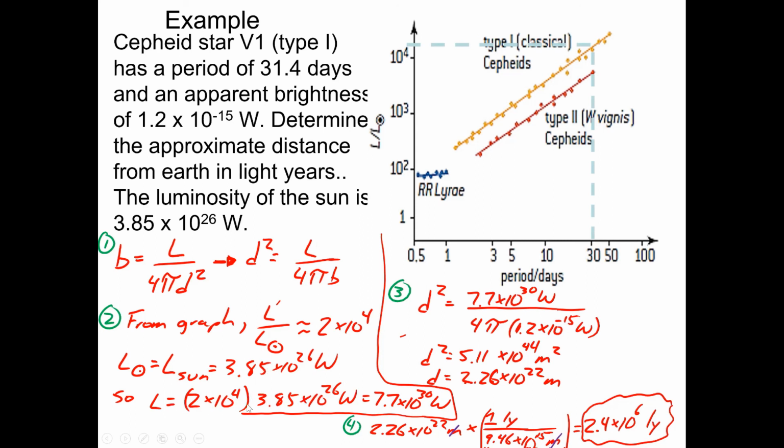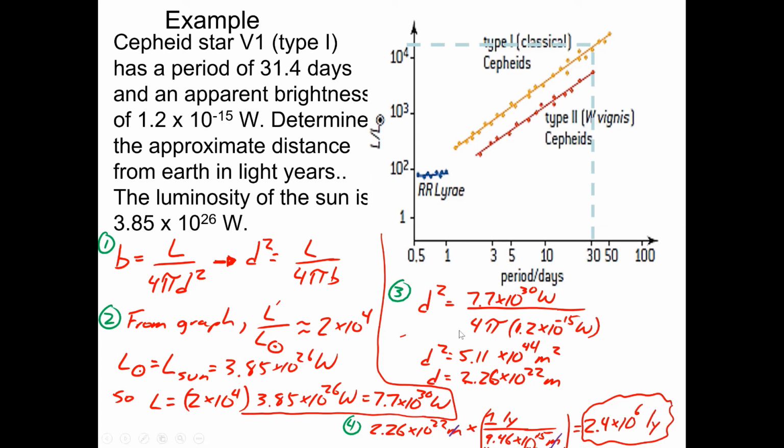You know, the luminosity of our sun is 3.85 times 10^26 watts. So if I take 2 times 10^4 times this number, I get 7.7 times 10^30 watts. And that's the luminosity of the star. I plug that in here on step 3, divided by 4 pi times the apparent brightness. And I get a d squared value of about 5.11 times 10^44 meters squared, or 2.26 times 10^22 meters.